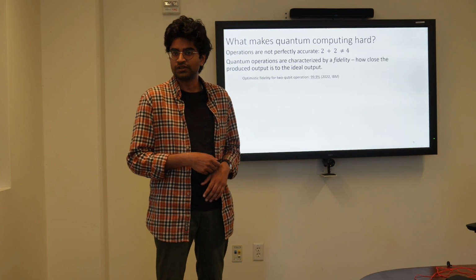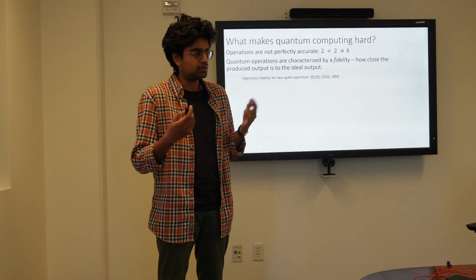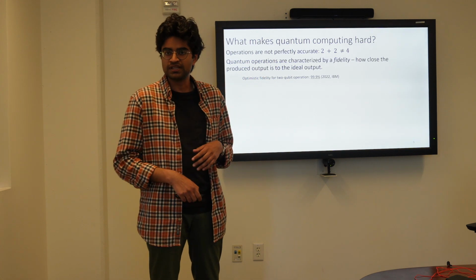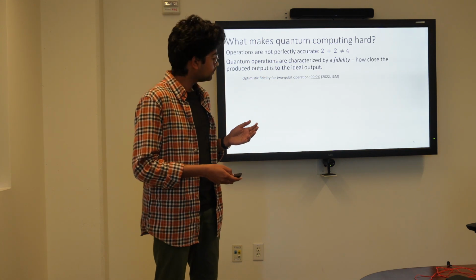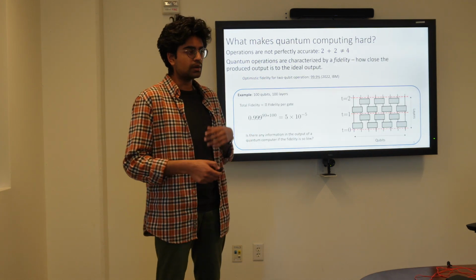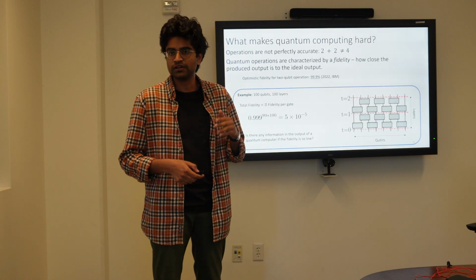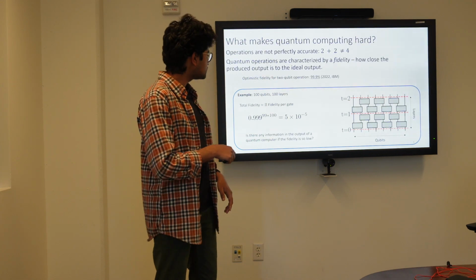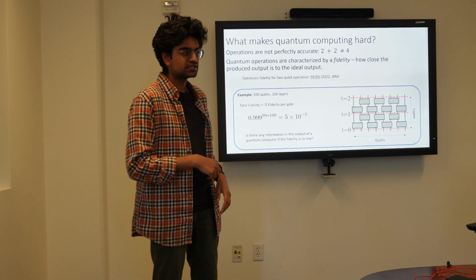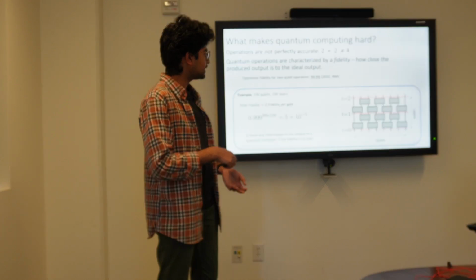That sounds pretty good, 99.9% is pretty high. We essentially take that to be 100%. The issue is that now, when you consider doing a bunch of these operations, even this tiny bit of infidelity, this tiny bit of error adds up over time. So let's consider the following example. Let's say I have 100 qubits in a row, and I want to do 100 layers of operations.